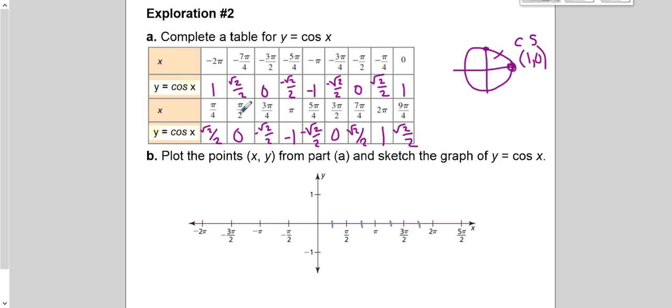We were counting by fourth pies. Okay, most important point. When x is 0, y is 1. That starts up here. At pi over 4, we're at 0.7. Remember, that's a 0.7. Pi over 2 is at 0. 3 pi over 4 is at negative 0.7. Pi is at negative 1.